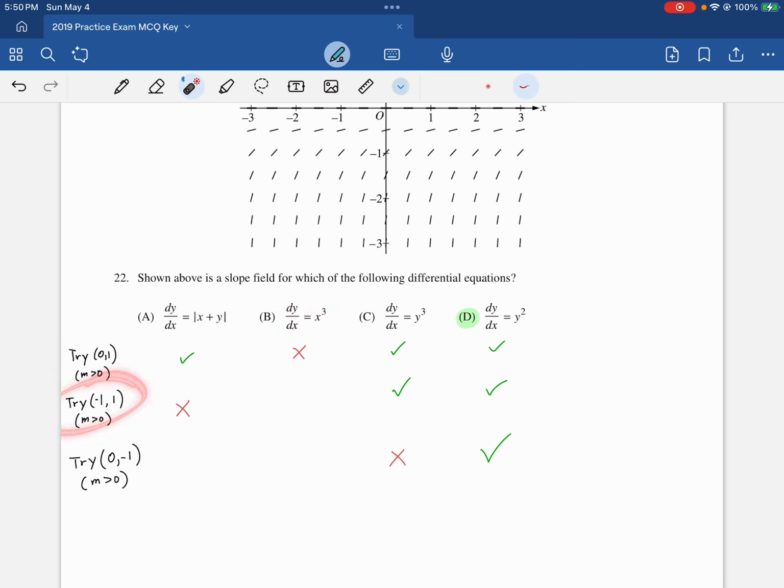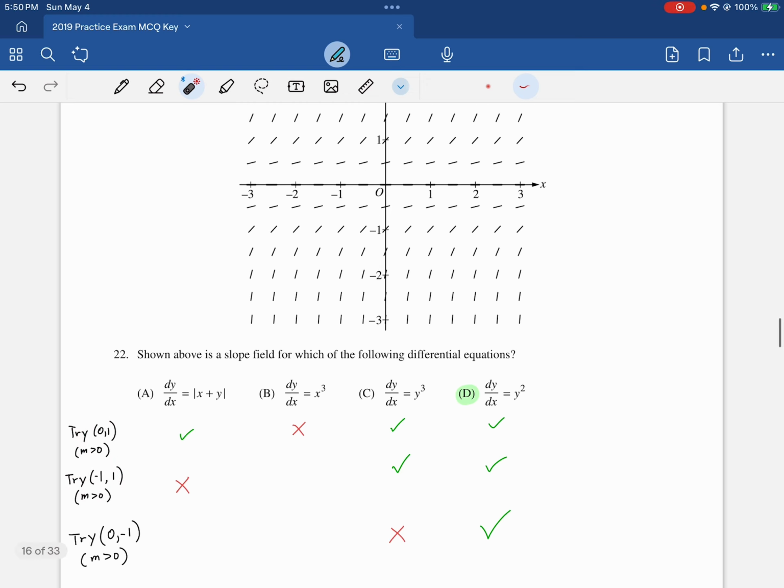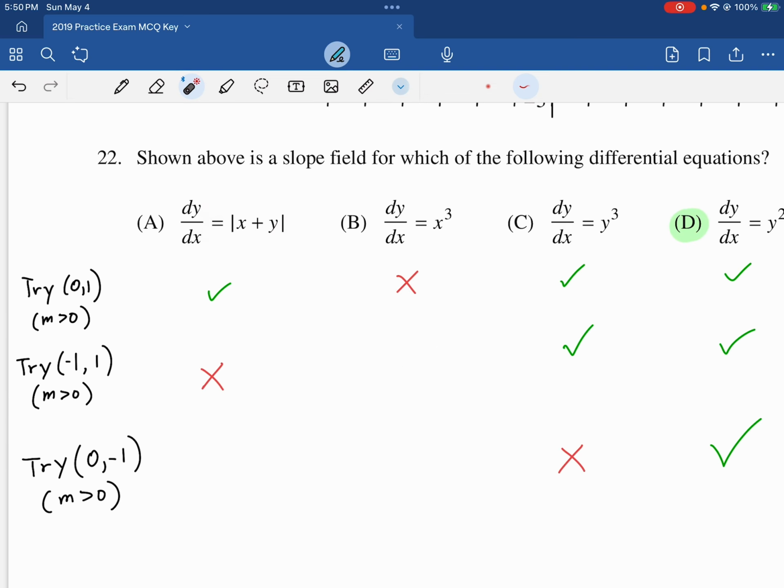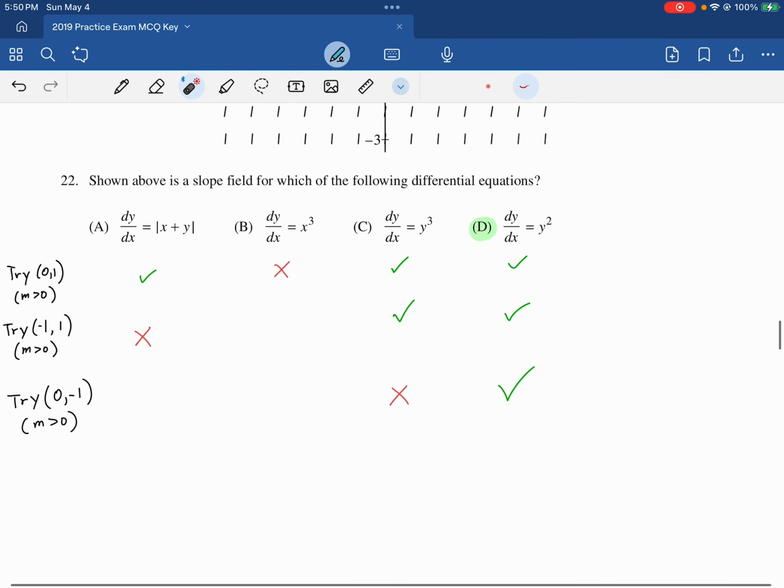I then tried negative 1, 1, really just moving 1 to the left. Negative 1, 1, I again get a slope that's positive. This is one where the first equation is going to fail because negative 1 plus 1 gives me 0, which does not give me something positive. A is out of the race. C and D move on.